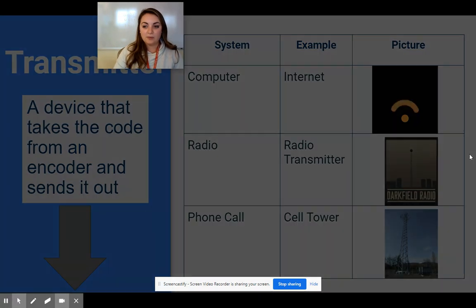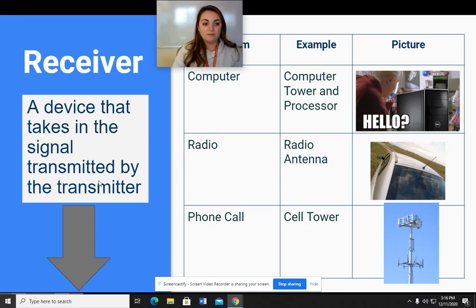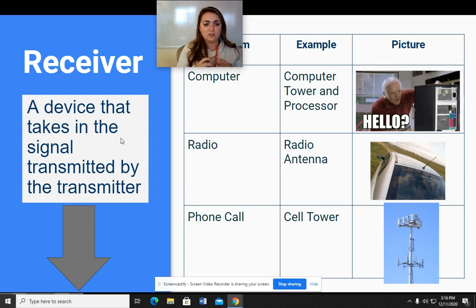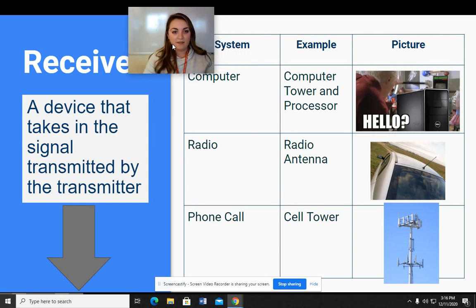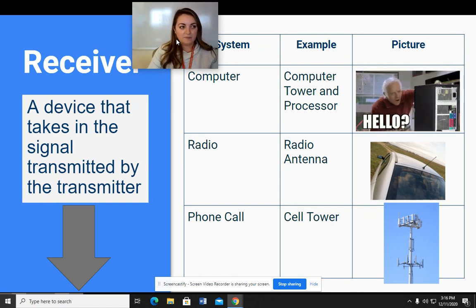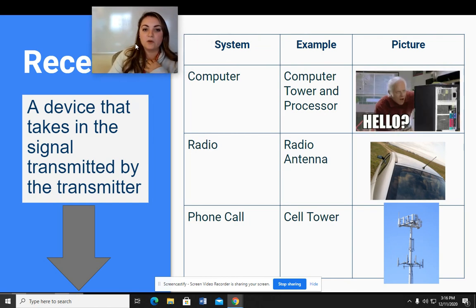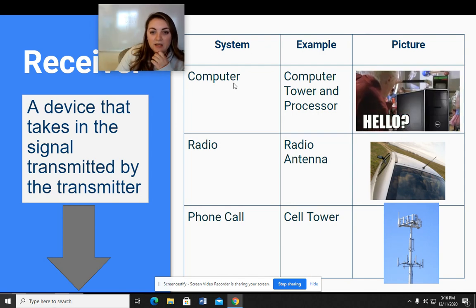Okay. And so the next part is the receiver. And the receiver is the device that's going to take in that signal transmitted by the transmitter. So it's taking in that signal that's transmitted by the transmitter, and it's whatever's picking up that signal. If there's nothing on the other end, if the receiver is broken or it's not there, the message may not be sent.